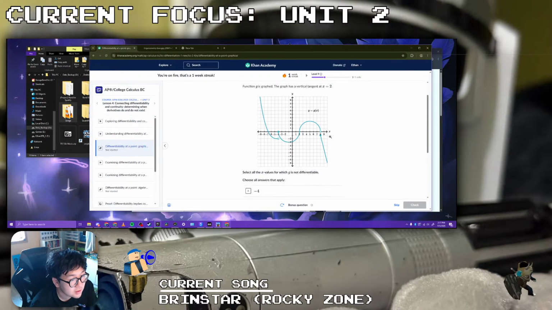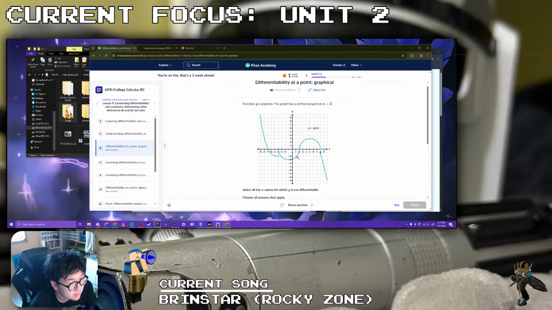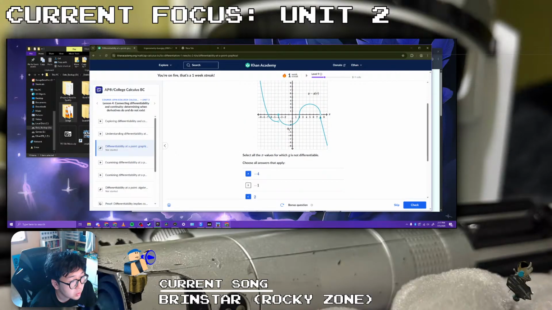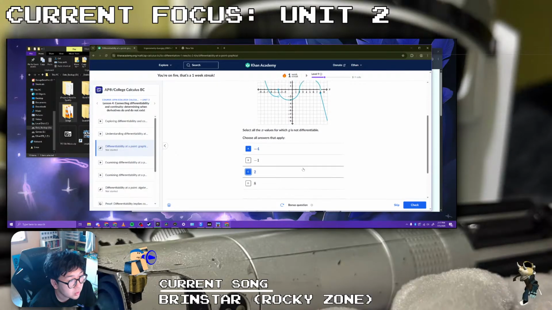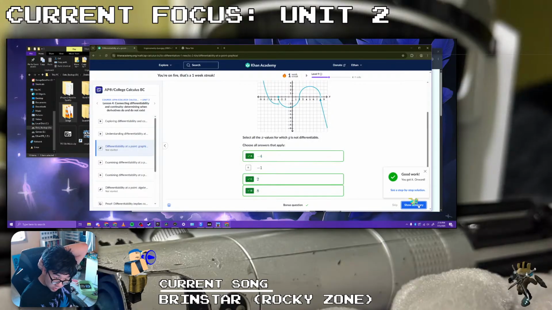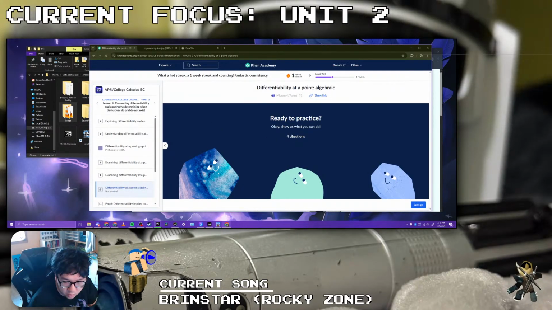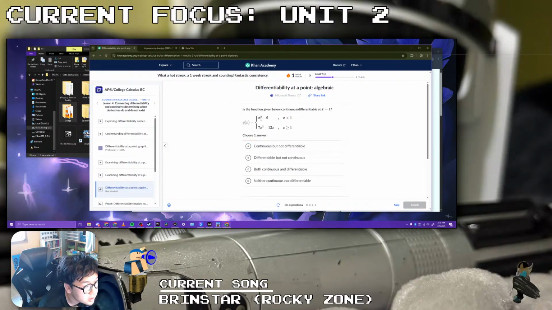The graph has a vertical tangent at x equals 2. Yeah, I thought that was obvious just by looking at it. Function given below: is the function continuous and differentiable?